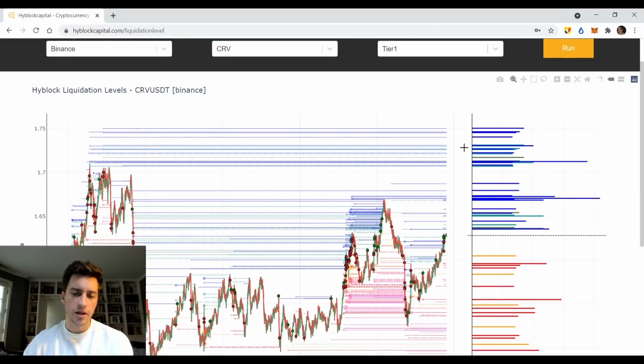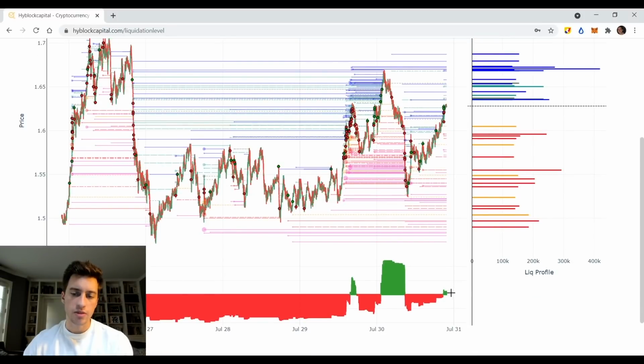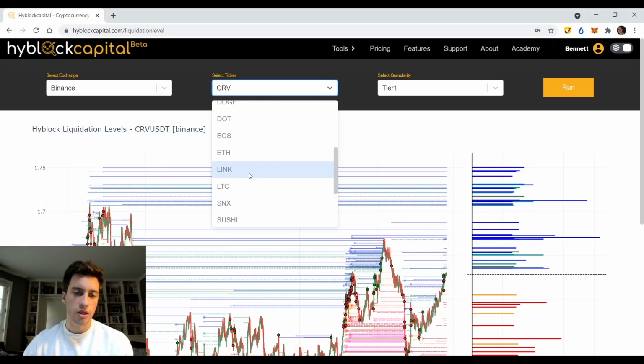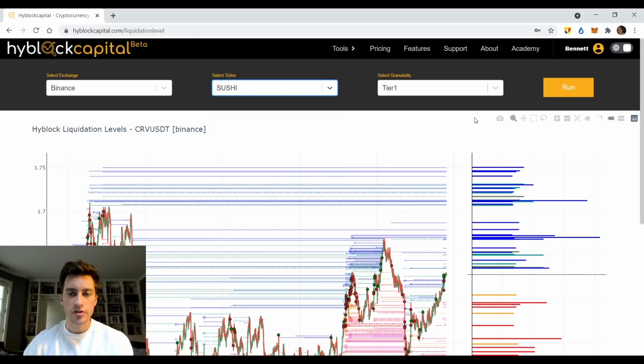Now, if you were to say, well, Bennett, what would you trade right now? I wouldn't take a trade because there aren't enough potential liquidations on either side. I want to see an imbalance. I want to see something like that or something like that in order to take a trade. Now let's look at another coin. Let's do Sushi.